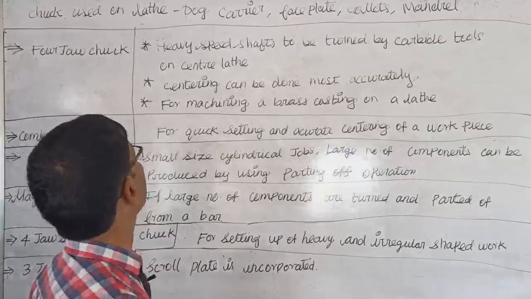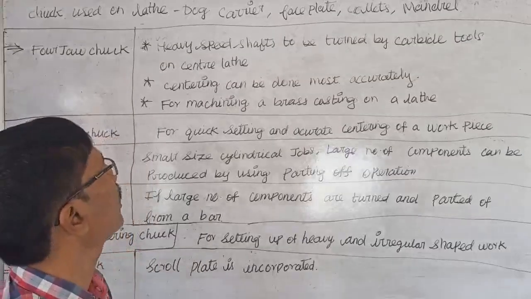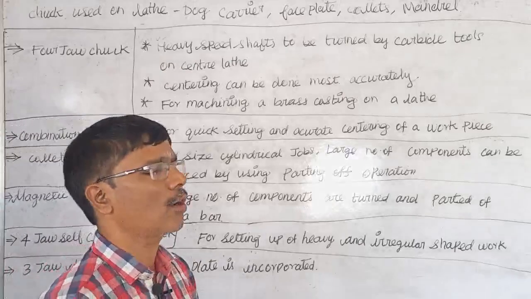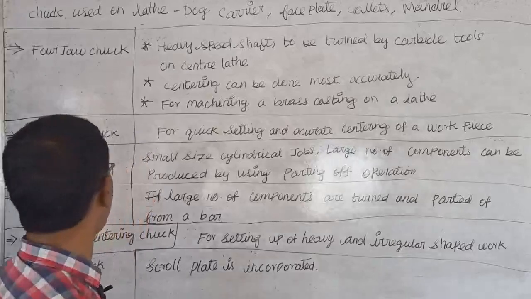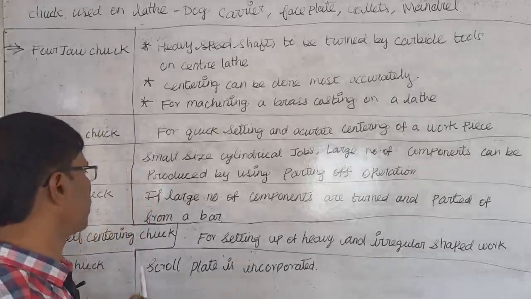We are having different types of chucks. Chucks used in the lathe are dog carrier, face plate, collet, mandrel. These are some of the chucks. And the famous chucks are the 3-jaw chuck and the 4-jaw chuck.